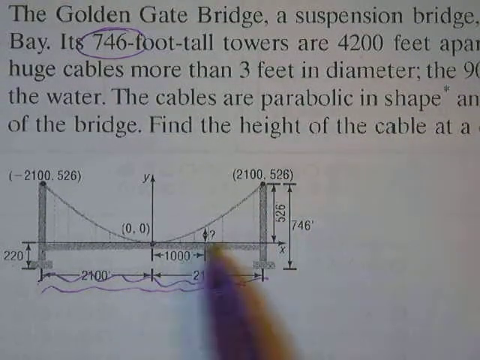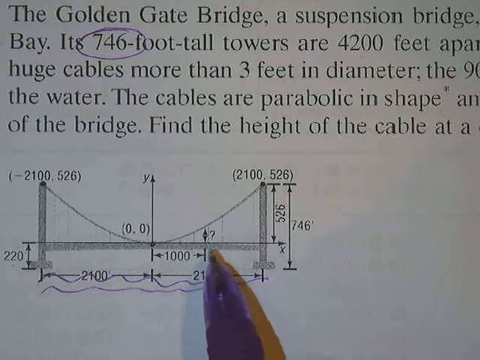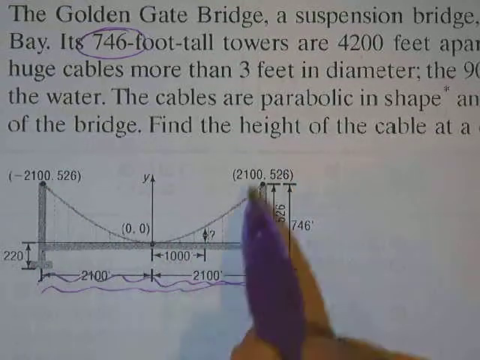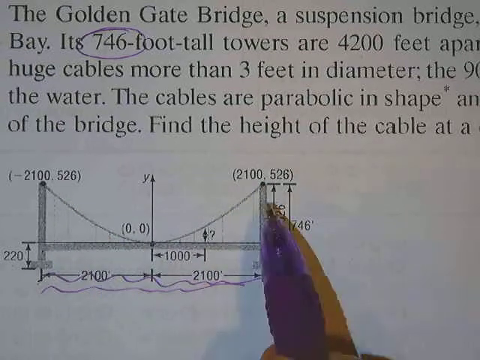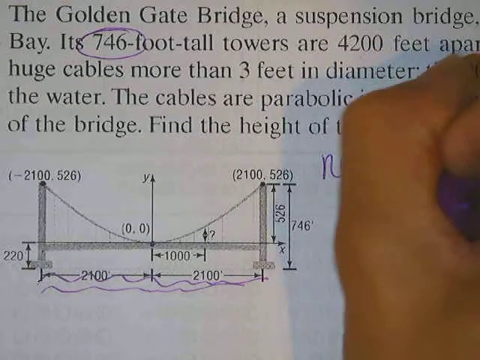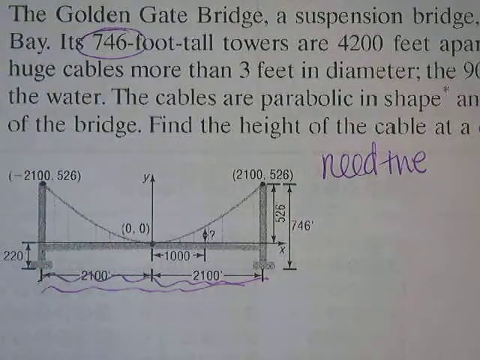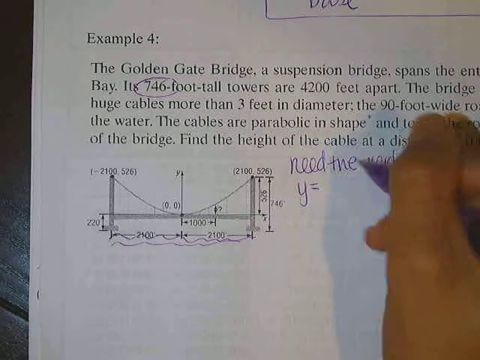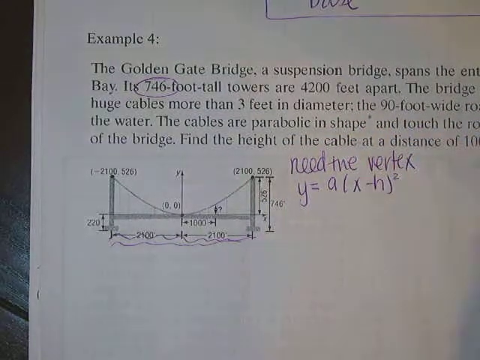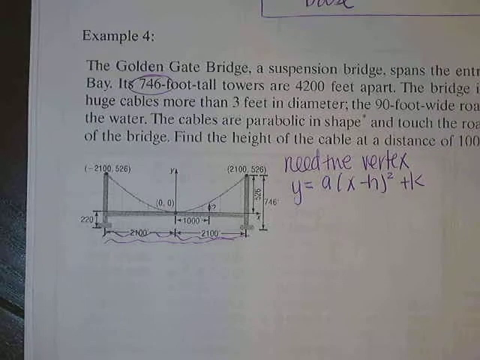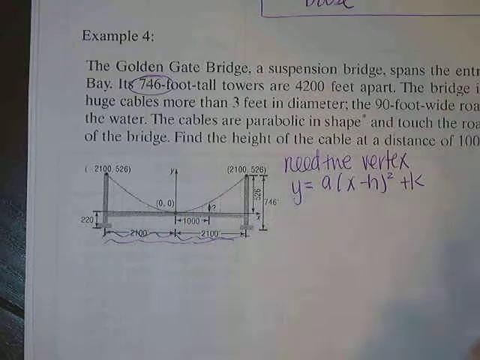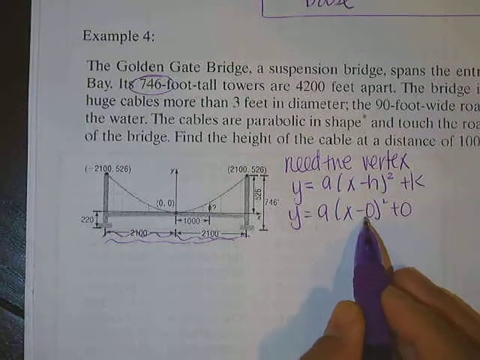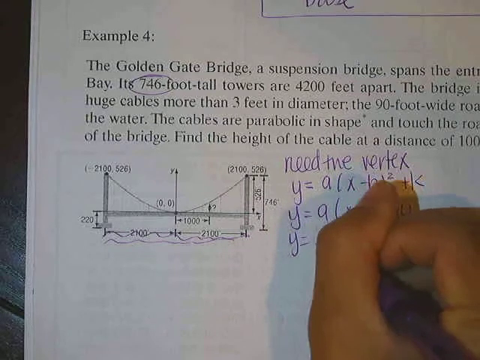So it wants to know, what's the height if I go 1,000 feet from the center? To find this height, I first need to find a quadratic formula for this parabolic shape. First I need the vertex, because the equation is going to call for y equals a times (x minus h) squared plus k. That's my standard form of a parabola. Well, the vertex is really nice and easy. It's at (0, 0). So y equals a times (x minus 0) squared plus 0, which is, this is gone, that's gone. So y equals a times x squared.